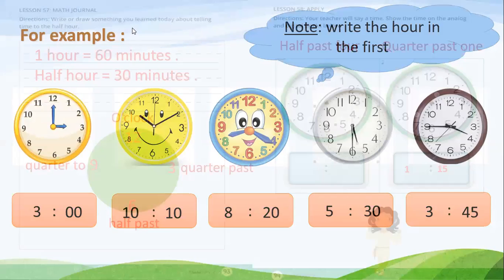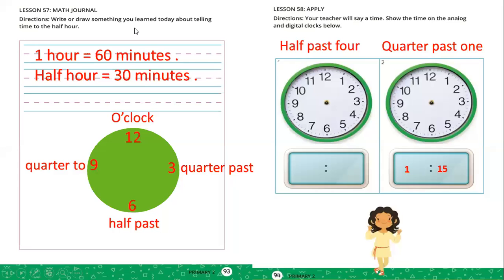Here, write or draw something you learned today about telling time to the half hour. We had said that 1 hour equals 60 minutes. Half hour equals 30 minutes. The 4 main directions in the analog clock. Again, we had learned 2 forms of clocks, analog and digital. This is the analog form that has 12 numbers. It has 4 special numbers, which are 12, 6, 3, and 9.